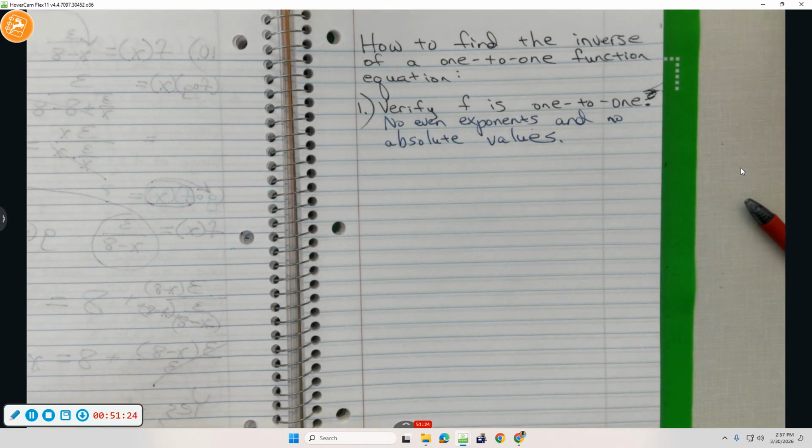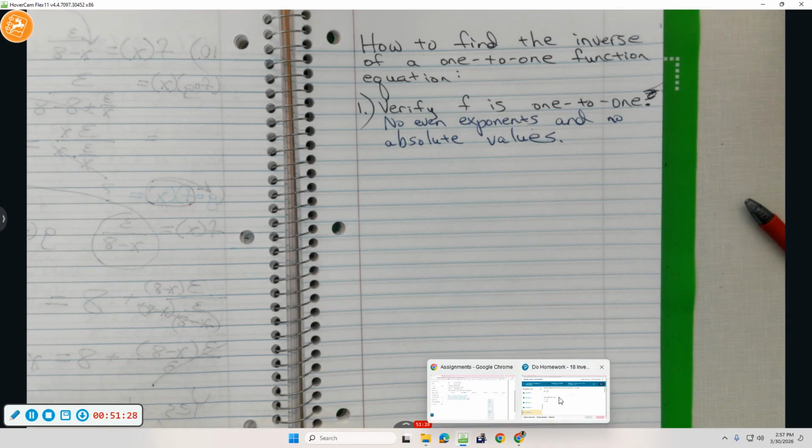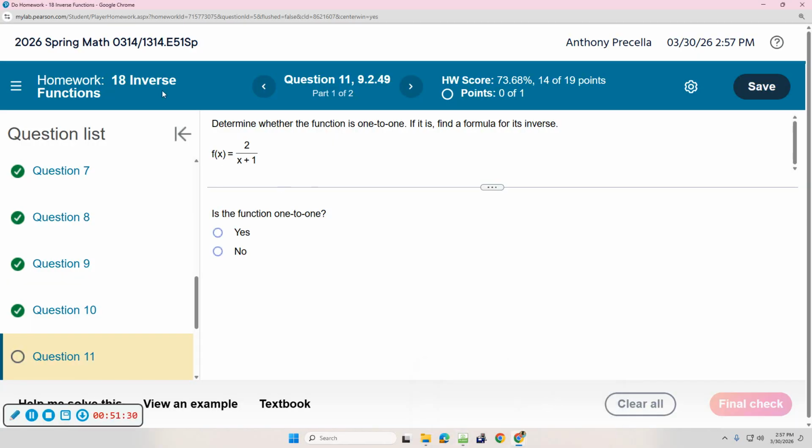If you're looking at an equation, to verify that an equation is one-to-one, you're just convincing yourself. There's no work. When I look at that problem that Tony's showing there, there's no even exponents. If you plug in a 5 and a -5, you're going to get different numbers. I'm able to convince myself, yes, that is one-to-one. So switch back to my paper.